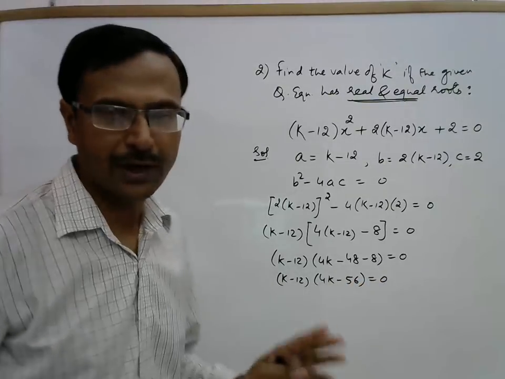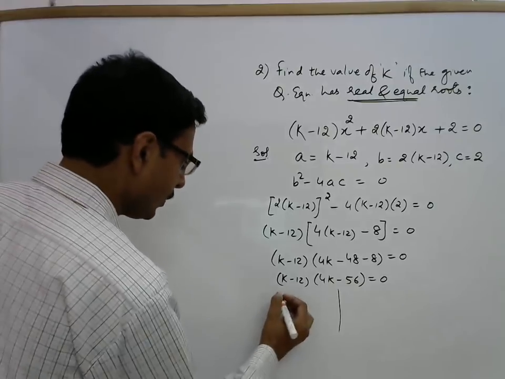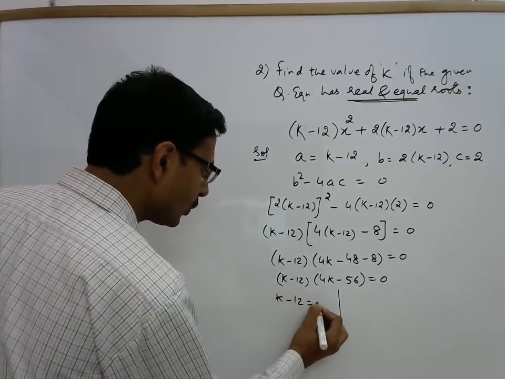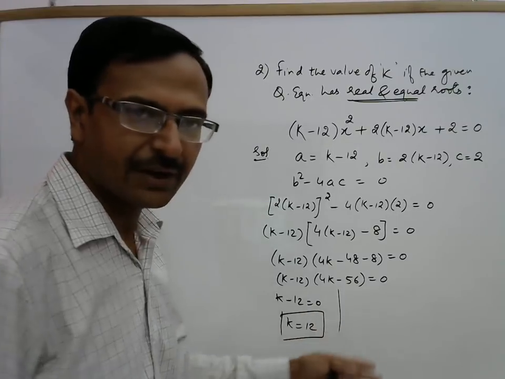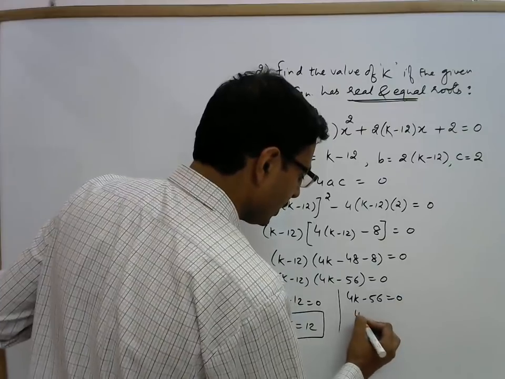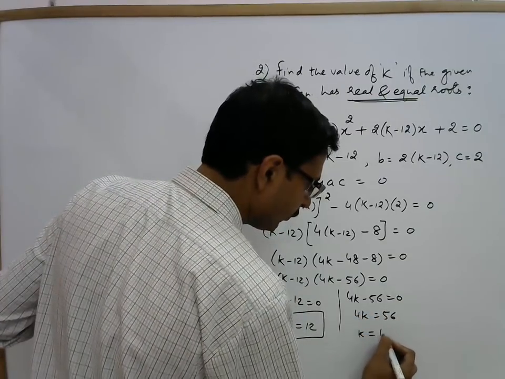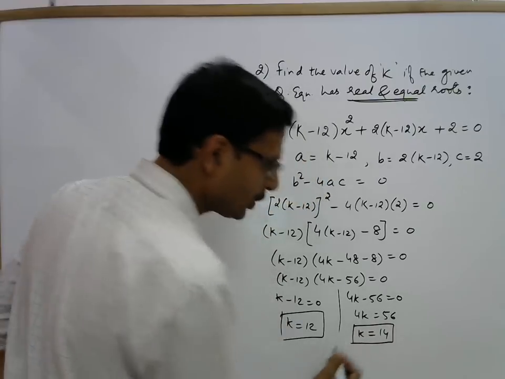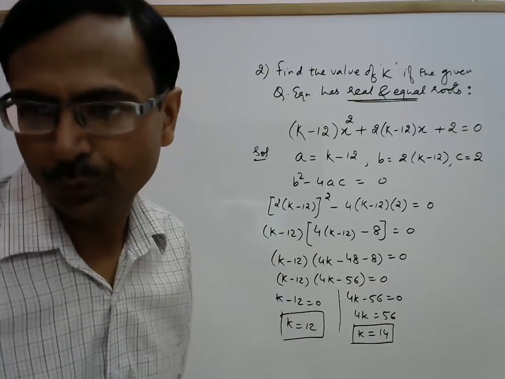Now see, you have two factors. Now you have to put them separately equal to 0 to get two answers. So if you put k minus 12 equal to 0, you get k equal to 12, which most of you have got. But you forgot the second factor, 4k minus 56 equal to 0. So 4k becomes equal to 56. So k becomes equal to 14. So there are two answers, k equal to 12 and k equal to 14.